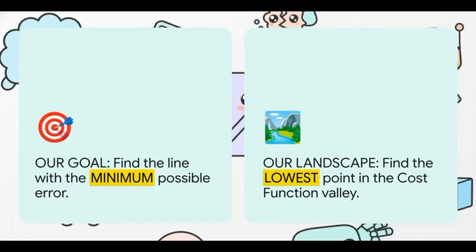So look at what we've done. We have completely transformed our abstract goal, find the line with the minimum error, into a really simple, tangible, visual one. Now we're just trying to find the absolute bottom of this cost function valley. The coordinates of that lowest point? Well, that's going to give us the perfect slope and intercept for our best fit line.